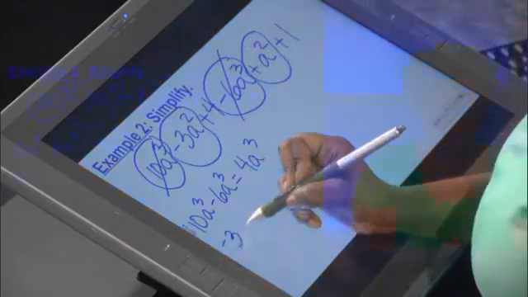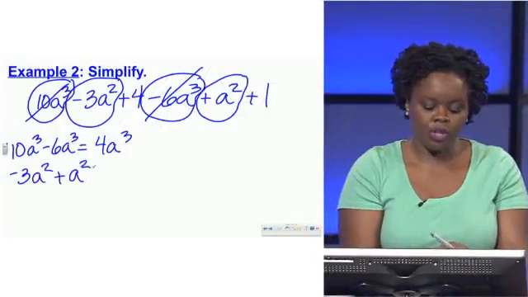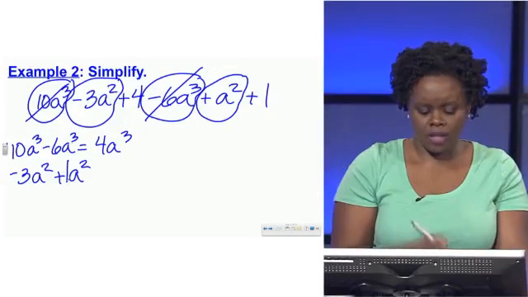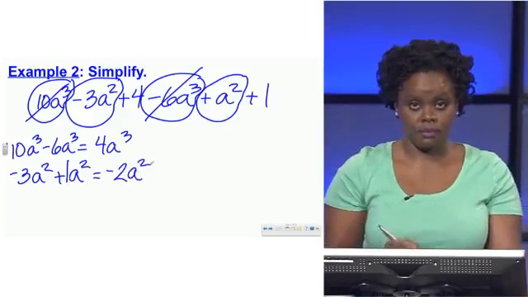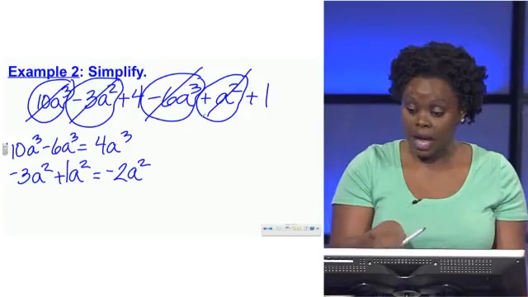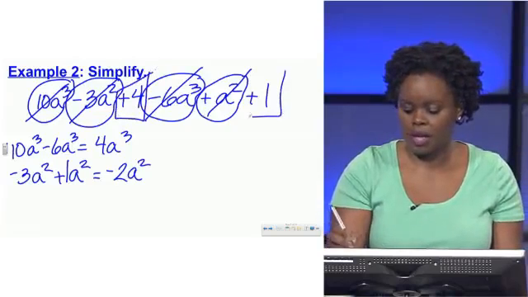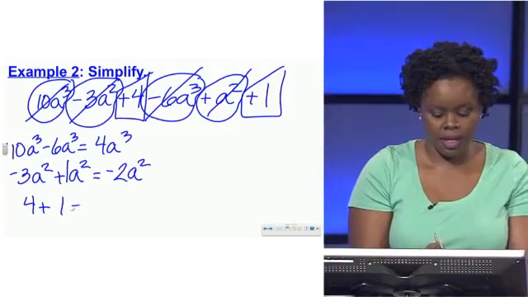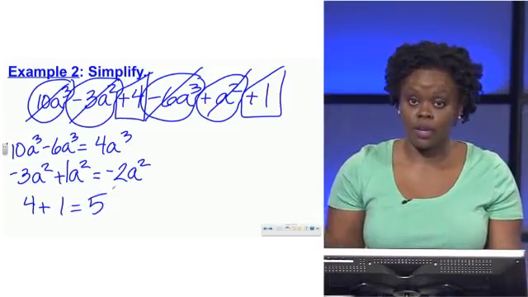So negative 3a squared plus a squared. Okay, you remember when you don't see a coefficient, there's an invisible 1. So negative 3a squared plus 1a squared. That's just negative 2a squared. Okay, so you've handled those square terms. Now I see I have two constants left. I have this positive 4, and then I have this positive 1. Alrighty, so 4 plus 1, that's 5. And you've combined all the terms you can combine, so you're ready to write your answer.